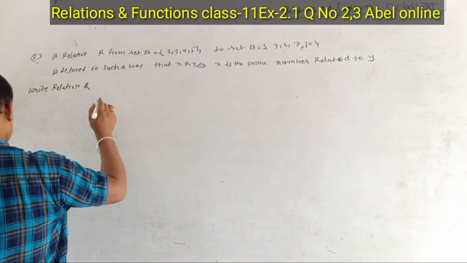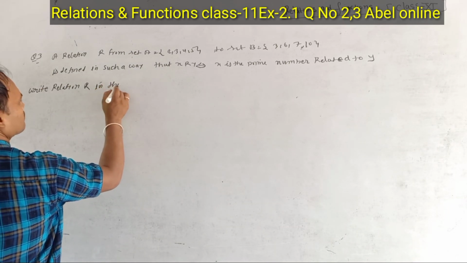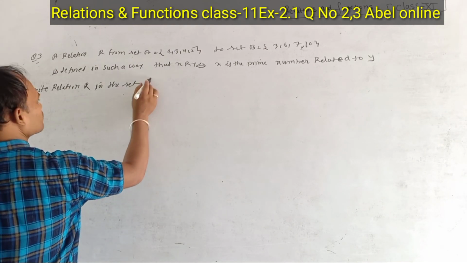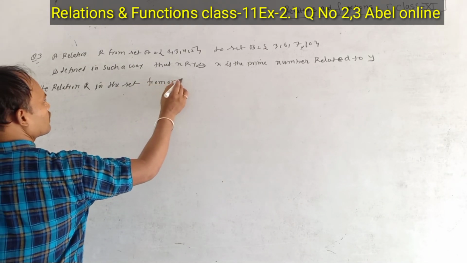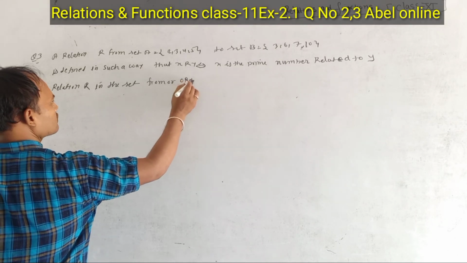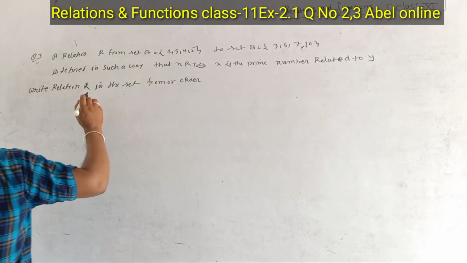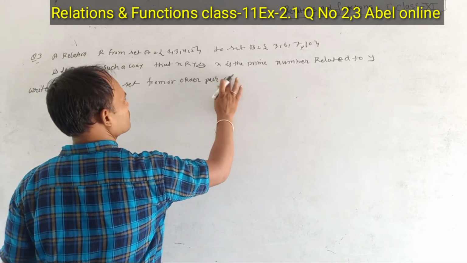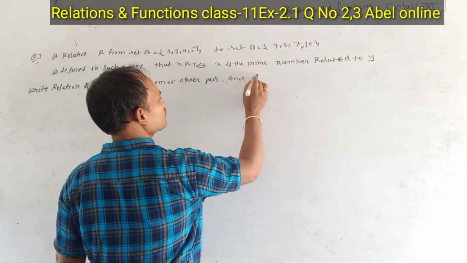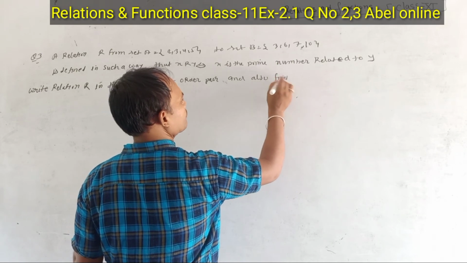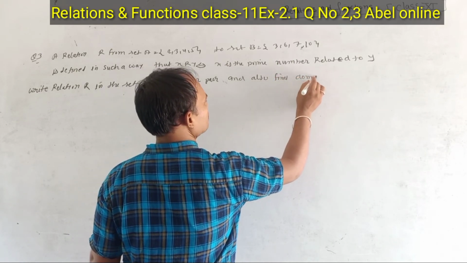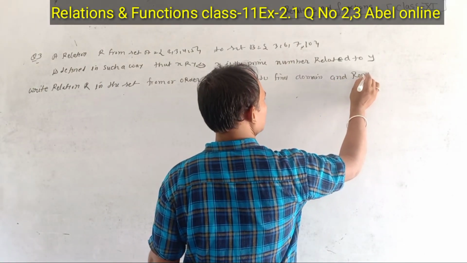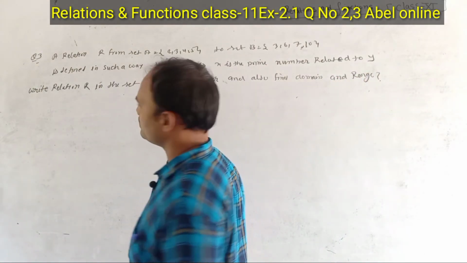Write relation R in the set from ordered pairs, and also find the domain and range. So students, this is a very interesting question.